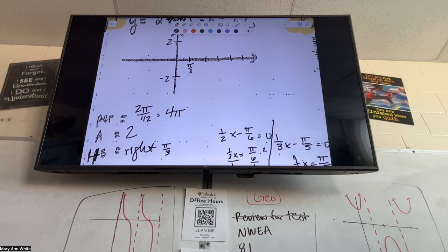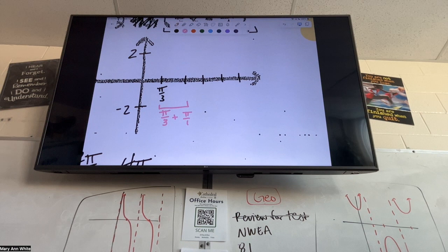And now I ask myself, how far is it from pi over 3 to the next tick mark? Just pi, because I'm going to do 4 pi divided by 4, which is pi. So pi over 3 plus pi, which we can think of as pi over 1. So as we get like denominators, it becomes 3 pi over 3, and pi over 3 plus 3 pi over 3 is 4 pi over 3. What am I going to add to 4 pi over 3 to get the next one? 3 pi over 3. So 7 pi over 3, then 10 pi over 3, then 13 pi over 3.